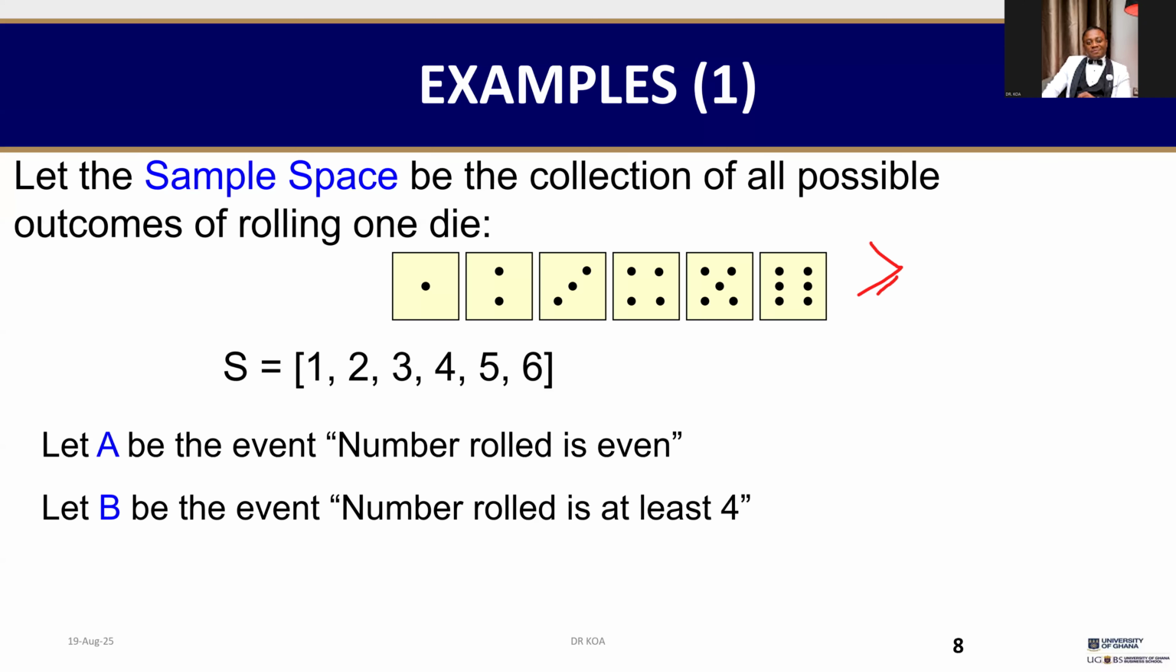So the numbers are 4, 5, and 6. Keep those two events in mind because I'm going to ask you a series of questions based on those two events. So write them down, everybody. The first event is 2, 4, and 6. The second event is 4, 5, 6. So these are the elements.